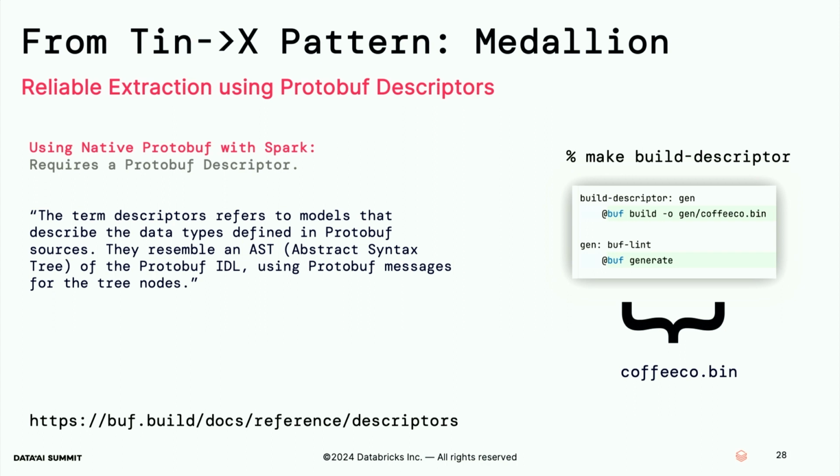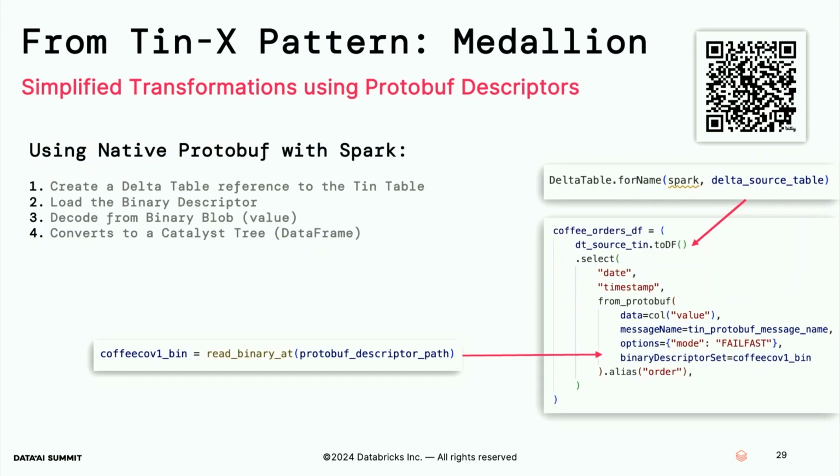Tin to X pattern for the Medallion architecture. If we recall the earlier slides, all we did was create a row that was key, value, timestamp, date, which is pretty boring. There's nothing you can actually do there. We have protobuf because we're sending something from our gRPC client, which is the same proto object. If we use buf, we can run make build descriptor, and all that does is run buf lint, which makes sure our protobuf is correct. It generates our AST, and then compiles the AST down so we can bring that back into Spark. So what does that look like?